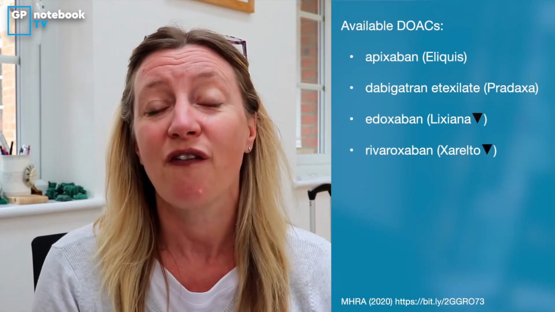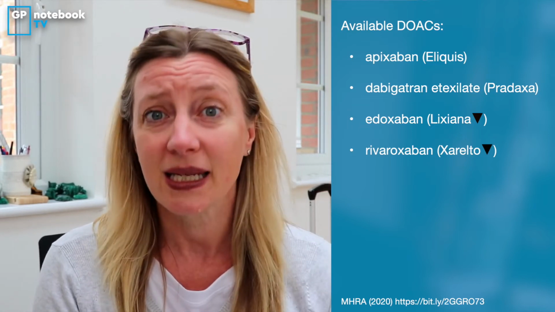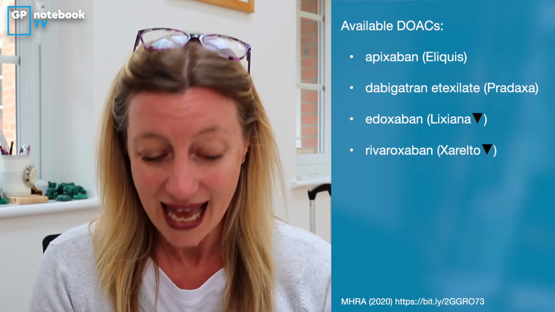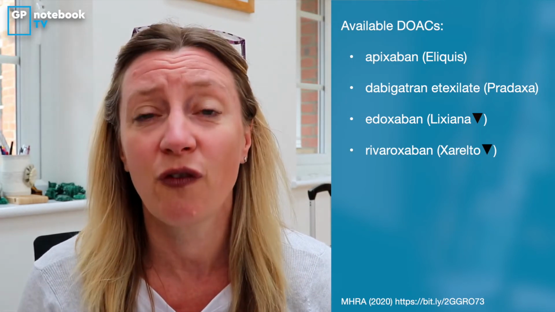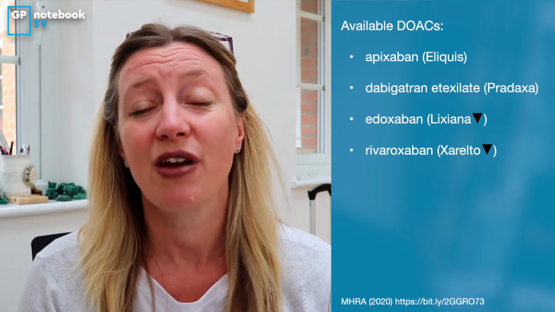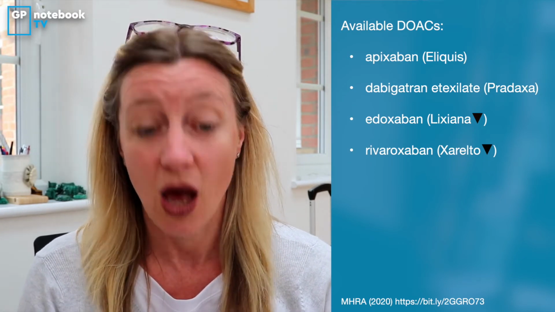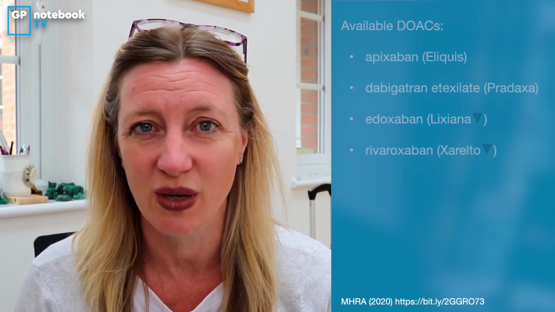So let's talk a little bit about the drugs. There are 4 of them on the market: rivaroxaban, apixaban, edoxaban, and the one I cannot say, dabigatran. So 4 drugs on the market, and there are now antidotes to 3 of them. It's only the edoxaban that does not have an antidote to it.